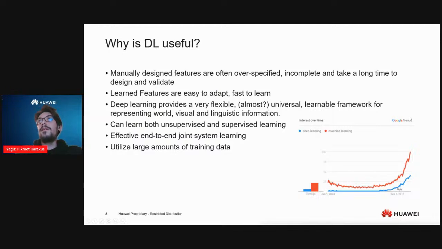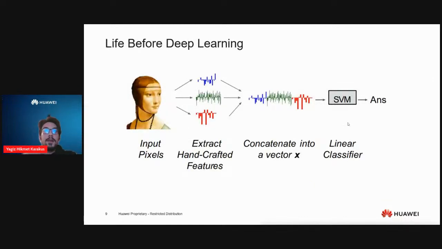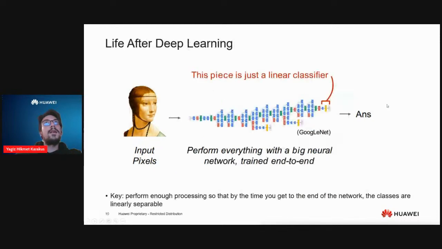As you can see in Google Trends, from 2015 deep learning models are very trendy compared to machine learning models, but machine learning models are still used in the industry. Before deep learning, when we gave our input pixels to a model, we first needed to extract handcrafted features like eyes, noses, etc. We made the analysis and feature extraction, like colors, and concatenated them into a vector. Then we made a linear classification with support vector machines and got the answers.